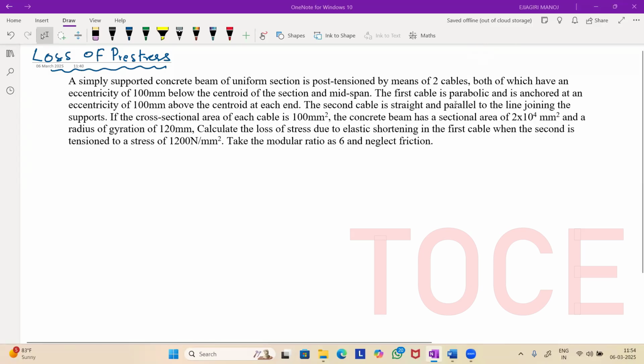Let us see one more example problem from losses of pre-stress in concrete in pre-stressed concrete structures. So here you have one problem stating it is a post-tension member, and there are two cables, both having an eccentricity of 100 mm below the center of gravity.